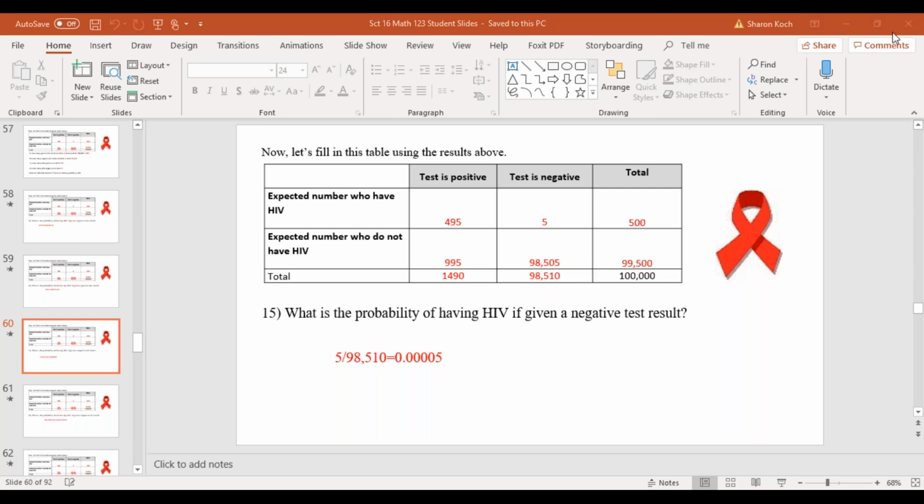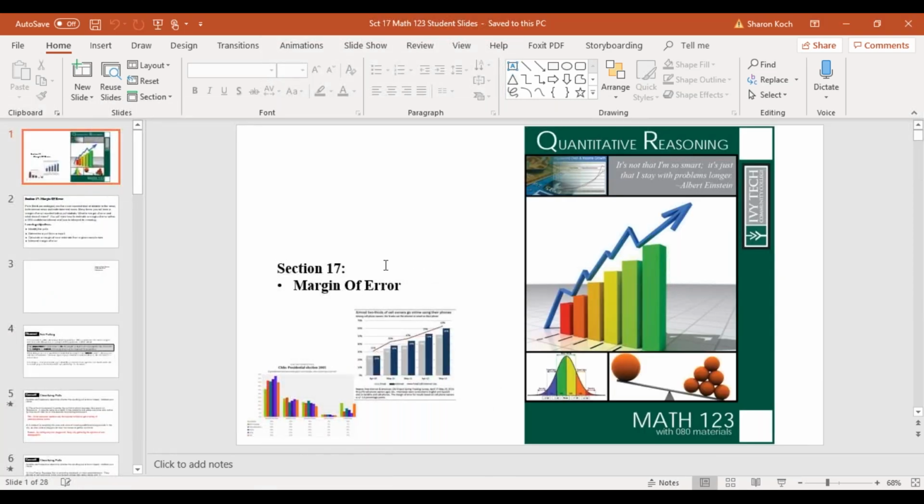So what I'd like to do now, we have about 20 minutes left. I'd like to go into the last section here, which is section 17, and this is called margin of error. So we've been gathering data and we've been finding the probabilities. Well, no probability is 100% accurate. There's always some room for some sort of error.